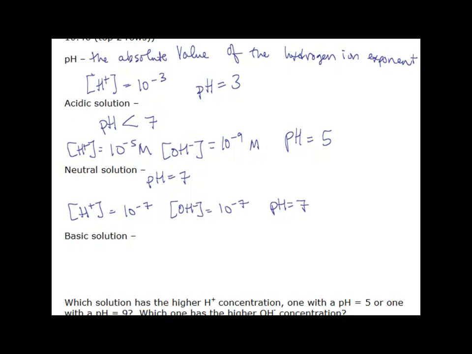So your blood is considered neutral, and it has a pH of about 7.35, just to give you an idea. A basic solution has a pH of greater than 7. If the hydrogen ion concentration is 10 to the negative 11, then you can tell me that the hydroxide ion concentration is 10 to the negative 3, and the pH would be 11.